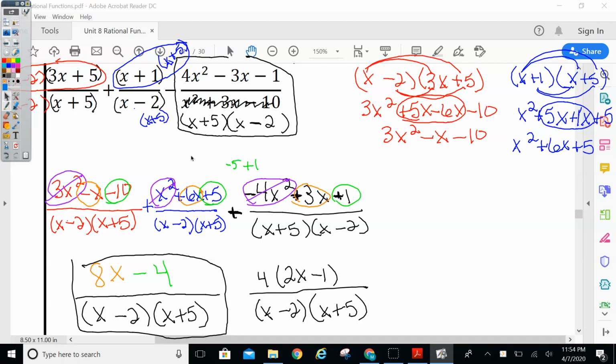Okay, so that's adding and subtracting. Again, the biggest thing is finding a common denominator between all of them. Usually they'll have one in common already. You just have to multiply by the other one.